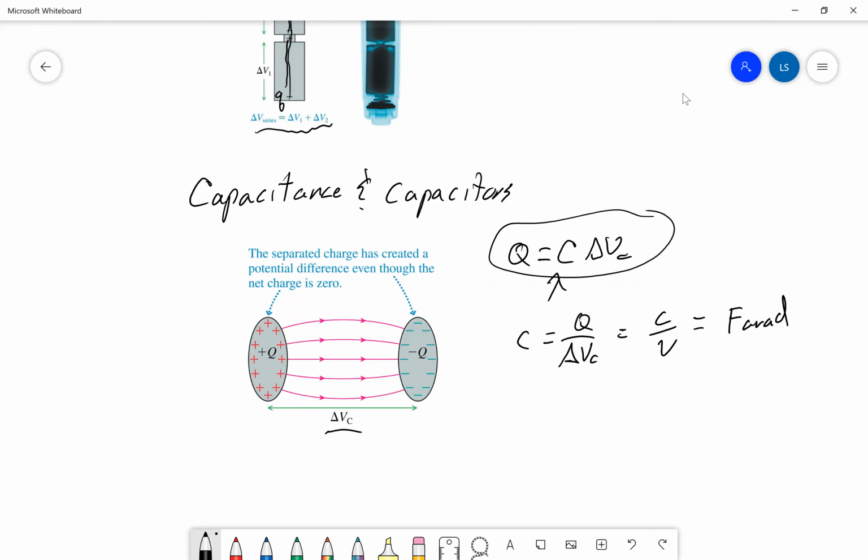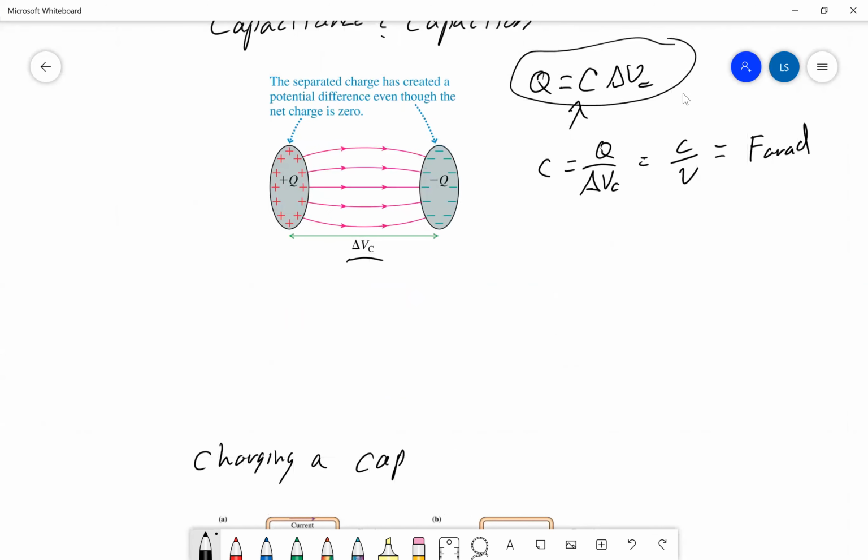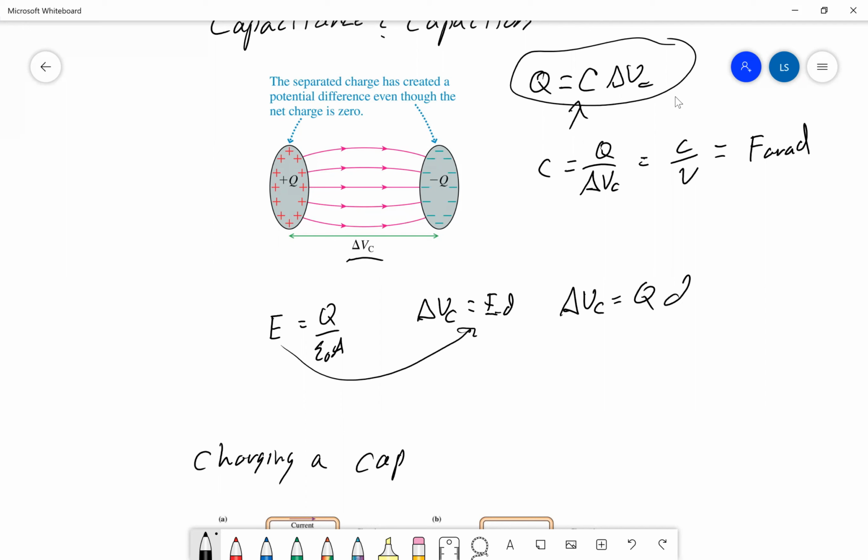So let's look at something we're familiar with already, the parallel plate capacitor. For a parallel plate capacitor, the electric field is equal to Q over epsilon 0 A. We also know that the potential across a capacitor is equal to E D. So if we put that in, we get delta V C equals Q D over epsilon 0 A.